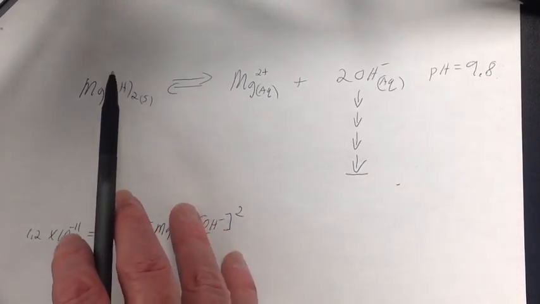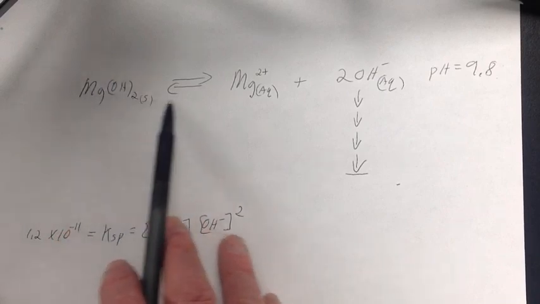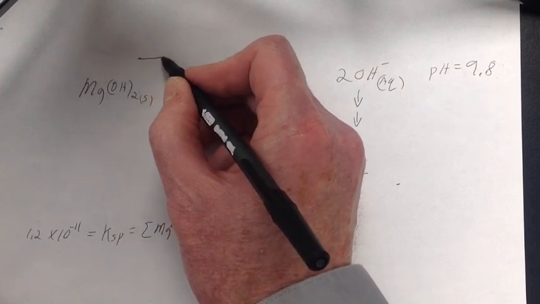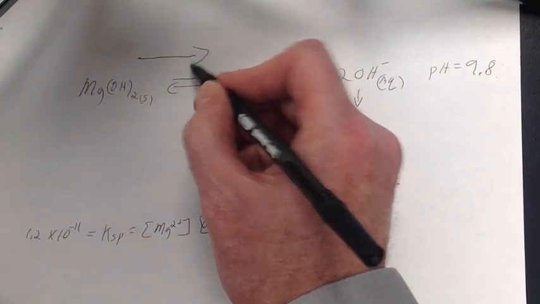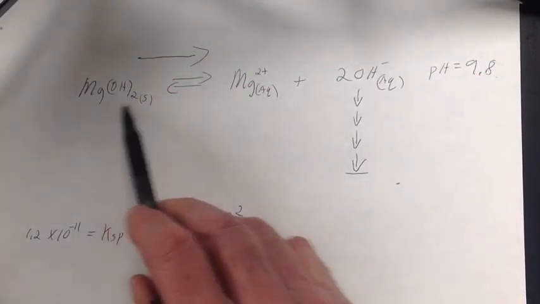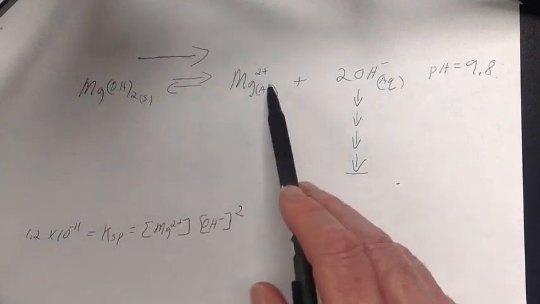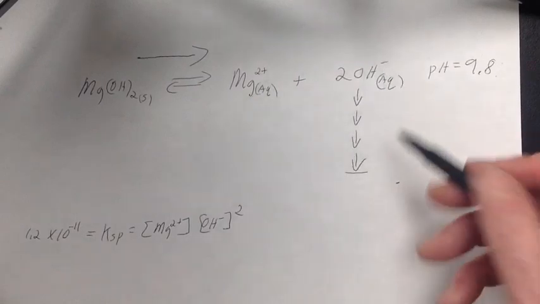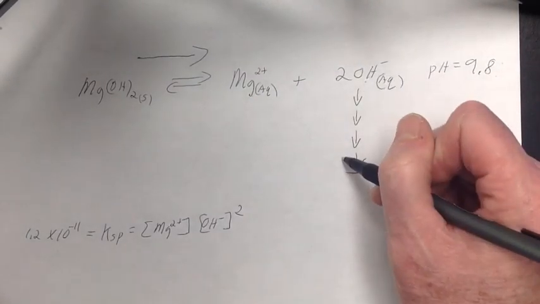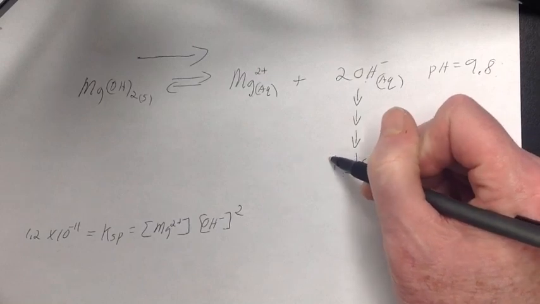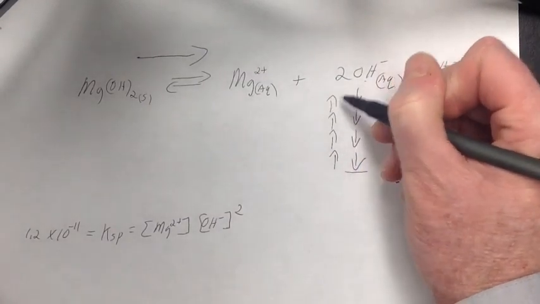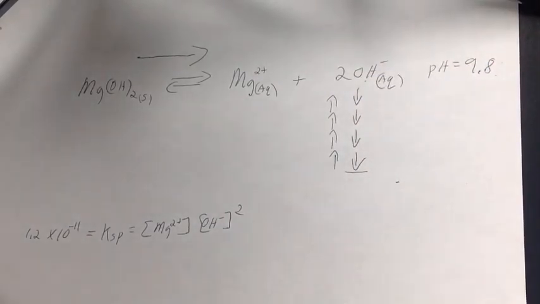So this magnesium hydroxide, under this set of circumstances, is going to shift to the right. And as it shifts to the right, we're going to be releasing more and more magnesium ions, but we're also going to be releasing more and more hydroxide ions. So the more that it shifts to the right, the more hydroxide ions we're going to add.